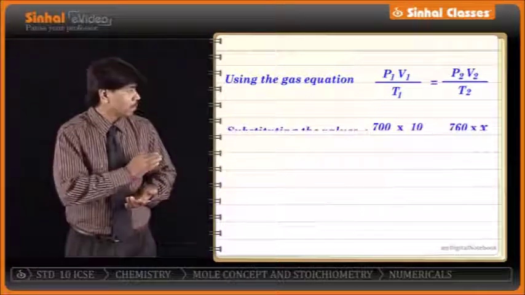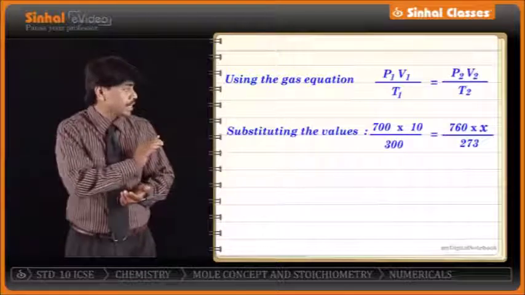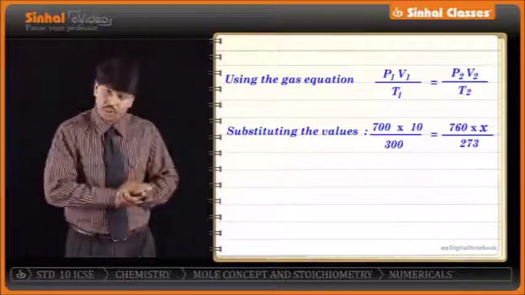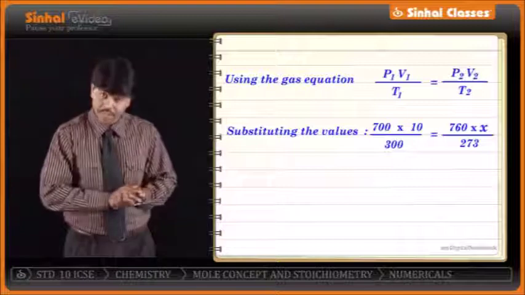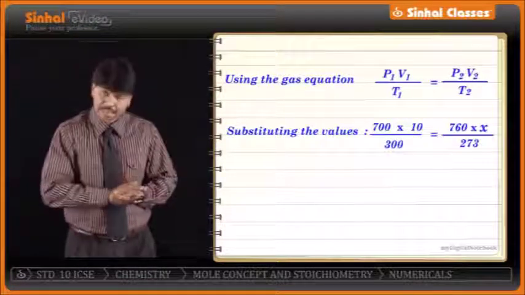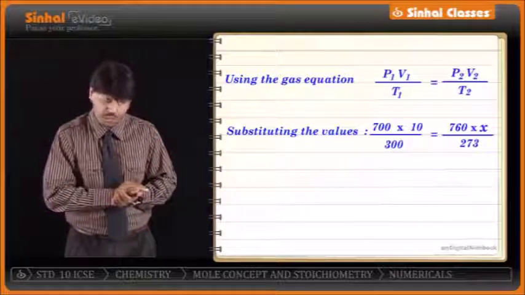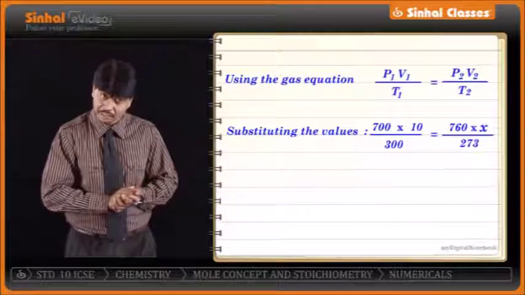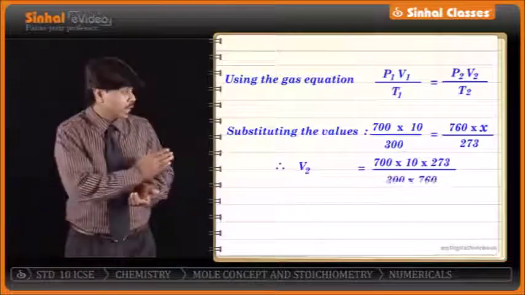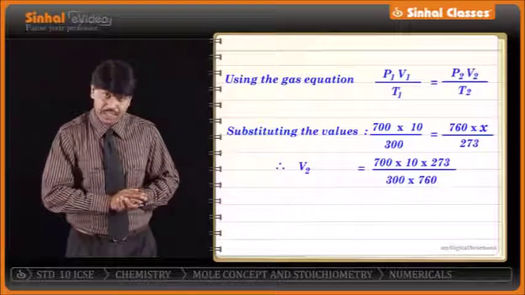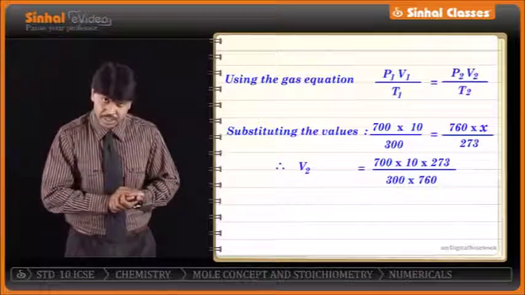Substituting the values, P1 is 700, V1 is 10, so 700 × 10 upon T1, that is 300, is equal to P2, 760, × V2, which is X, and T2 is 273, that is divided by 273. Cross multiply it, therefore V2 will be equal to 700 × 10 × 273 divided by 300 × 760.